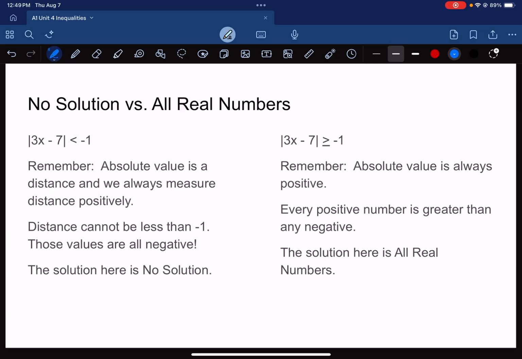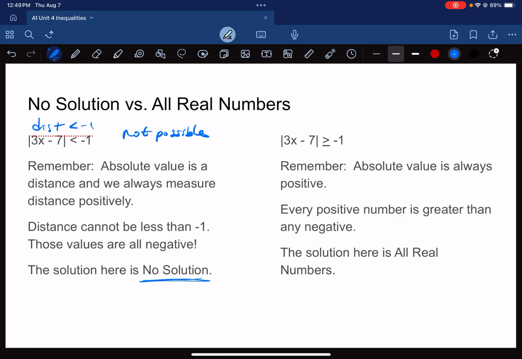So absolute value is a distance, and we always measure distance positively. Distance cannot be less than negative 1. So here we're saying distance is less than negative 1, and that is not possible, right? Because distance is always positive. So those values would all have to be negative, and therefore there's no solution.